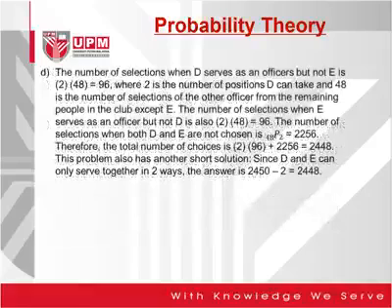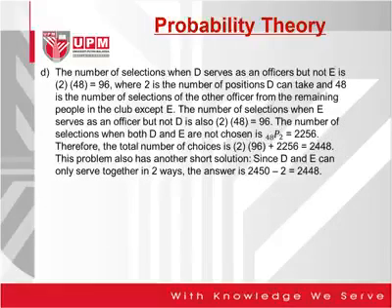Number D, there are 2, D and E cannot work together. So the number of selections when D serves as a driver but not E. So the answer is 2 multiplied with 48. So 2 is the number of positions D can take. 48 is the number of selections of the other officer from the remaining. Because if D is considered, it means that E is not considered. So it means that apart from E, we only have 48. So the answer is 96.